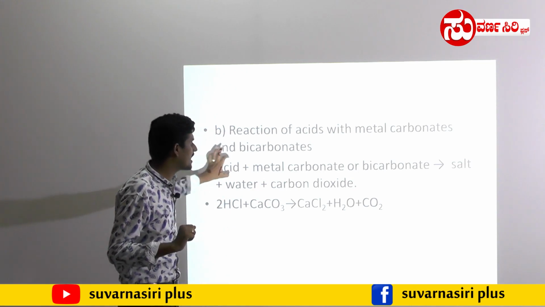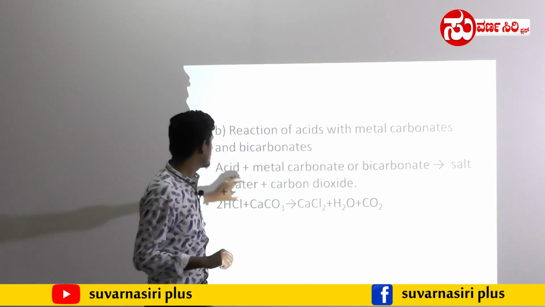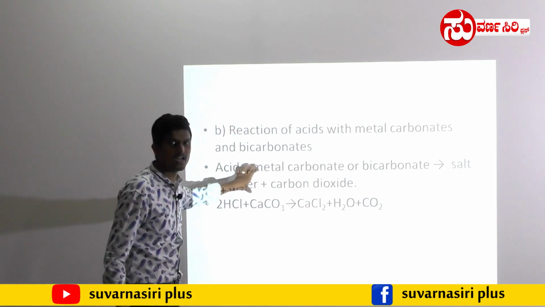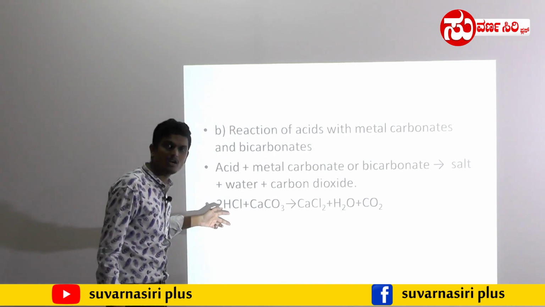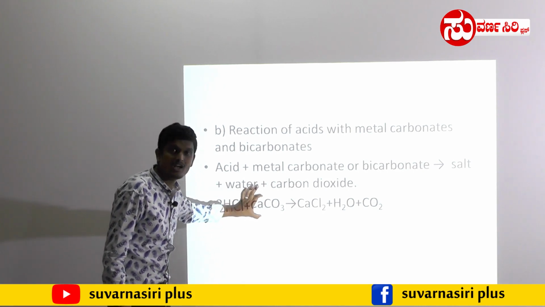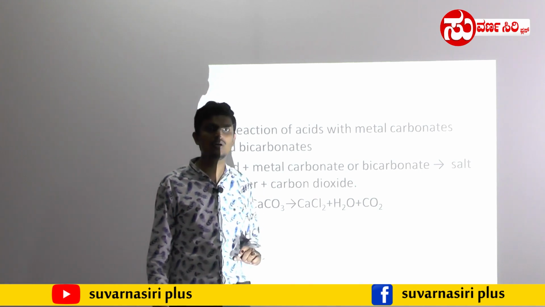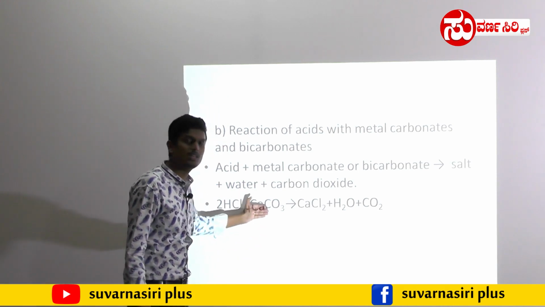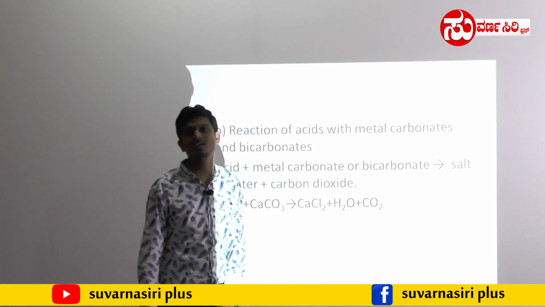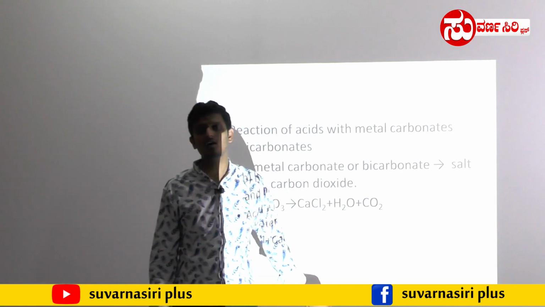Here acid reacts with metal carbonate or metal bicarbonate. They also form salt, water and carbon dioxide. This is the complete general reaction. For this general reaction I have taken one example, hydrochloric acid. It reacts with a metal carbonate. Here I have selected calcium carbonate. When this acid reacts with calcium carbonate, the metal carbonate, it forms salt, CaCl2, calcium chloride, and along with that, water and carbon dioxide.